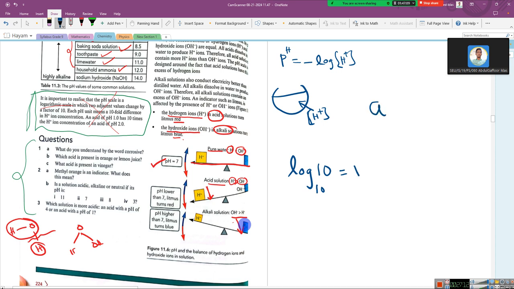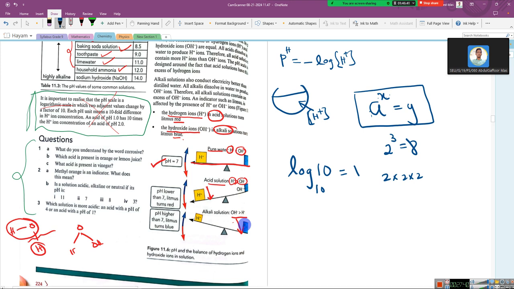Now a power x is equal to y. This means a is multiplied x times, and the result will be equal to y. This is the meaning of this equation. For example, 2 power 3 is 2 times 2 times 2, and the answer is 8.